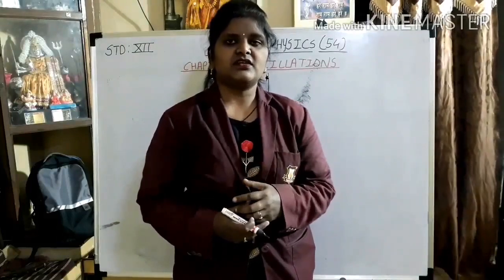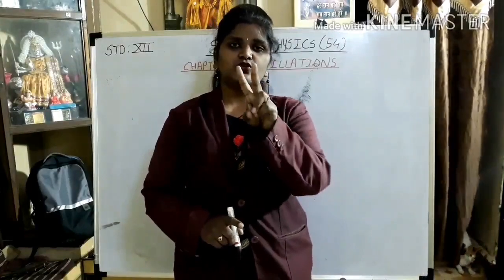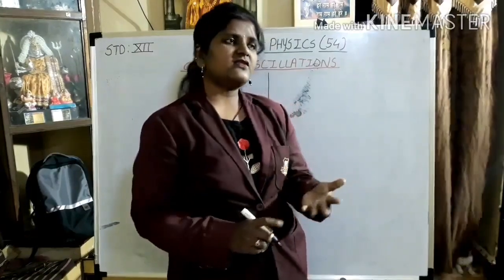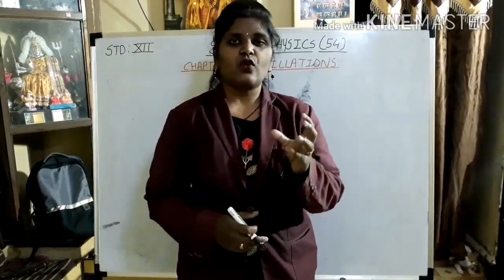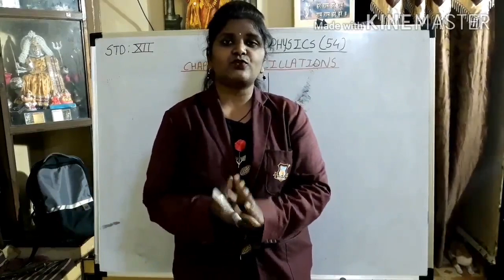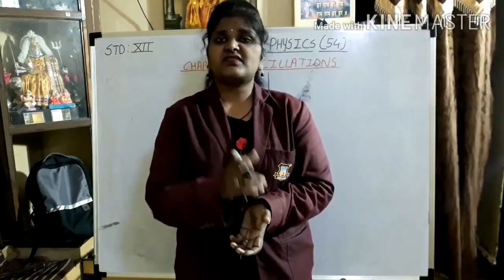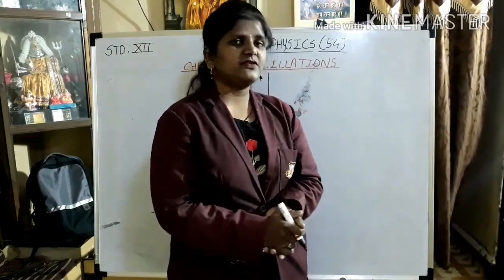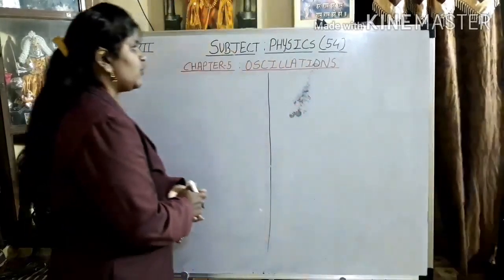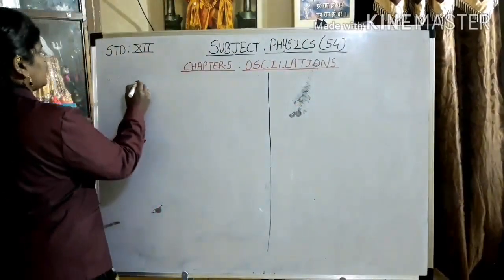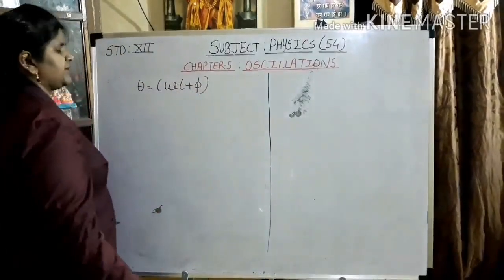It is not necessary to only study the displacement or velocity, because it gives 2 dimensions. If we are considering velocity, it will give the 2 directions. So for a confirmed value, we have to know the angular displacement of the particle performing SHM. For that reason we are going to study the phase, and that phase is given by omega t plus phi.